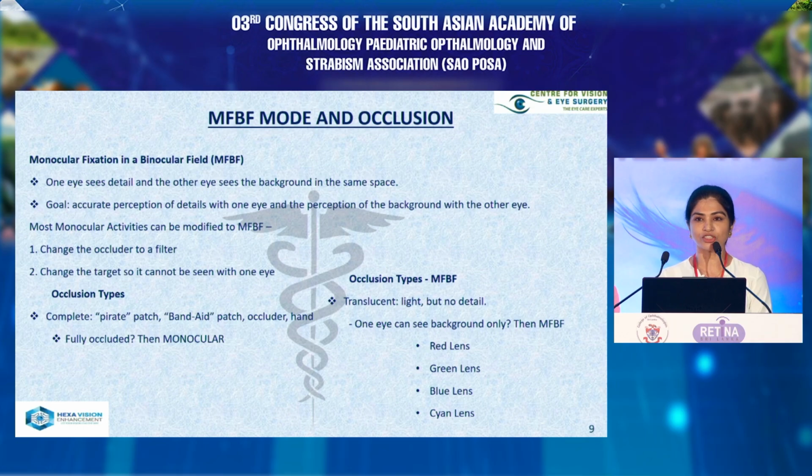We just have to change the occluder to a filter and change the target so that it can be seen with the one eye. The type of occlusion which has been used previously was like patches and all. In the MFBF mode, it is a translucent light but less detail, and one eye can only see the background. You can either use red, green, blue or cyan lenses depending upon the software or the technology being used.